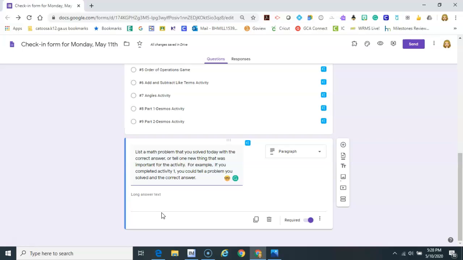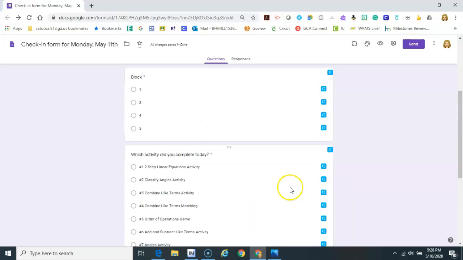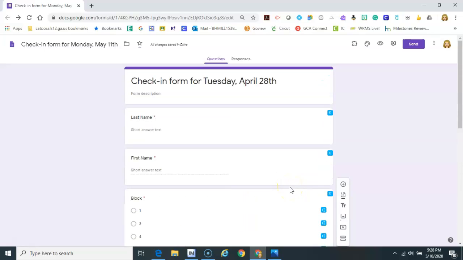So what we're looking for here is that you can tell us either a problem and the correct answer for something that you did today, or you can tell us about a vocabulary word, or the Desmos activities, you can tell us about circumference, or something, just a notable fact. So as you are doing the activity, make sure that you write down something so that you have that to put in here. That is required. You'll see that the little button is marked right here for required. You can't submit it without completing that. And that's all you're going to do.